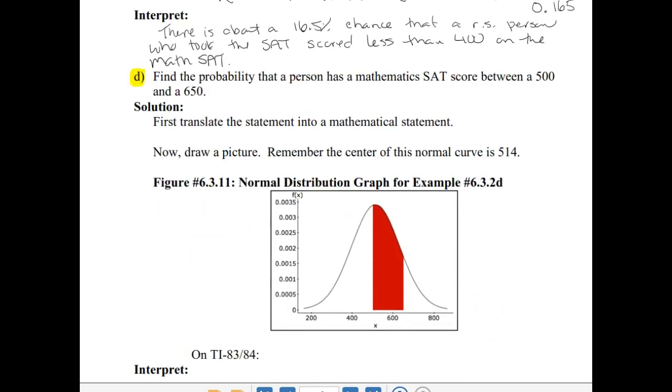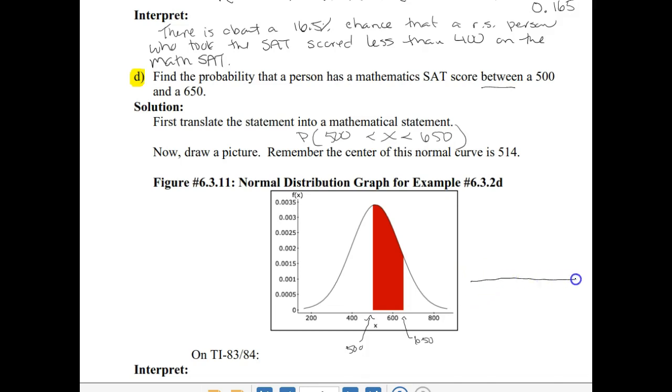All right, and Part D, we want to find the probability that a person has a math SAT score between 500 and 650. And so, again, our probability statement here, we would have x strictly between 500 and 650. So on our given graph here, again, it doesn't label the sides exactly, but they're drawn exactly in reference to the points we gave it. So again, the left side here is at 500 and the right side is at 650.